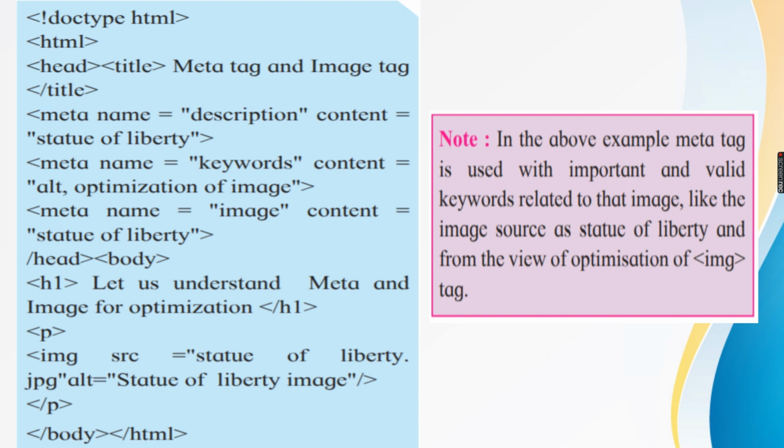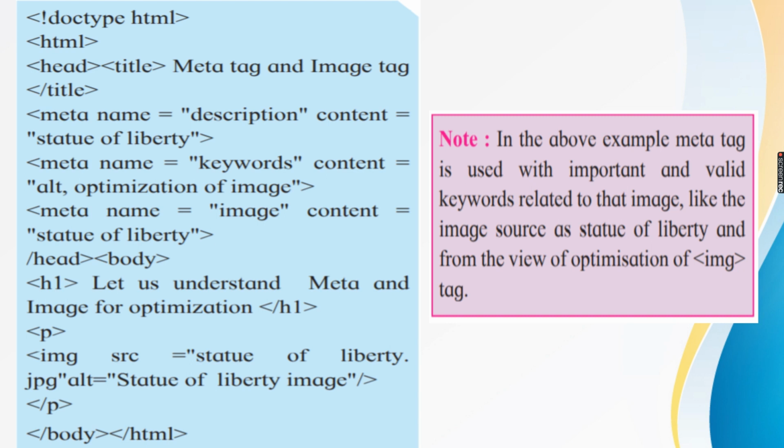Content is equal to Statue of Liberty. So maybe this page is telling about the Statue of Liberty. Okay. So description. Description related to what? Related to the Statue of Liberty. Then the second name used is keywords. So which keywords are used? Alt, optimization of the image. Okay, so in content they have mentioned which keywords.